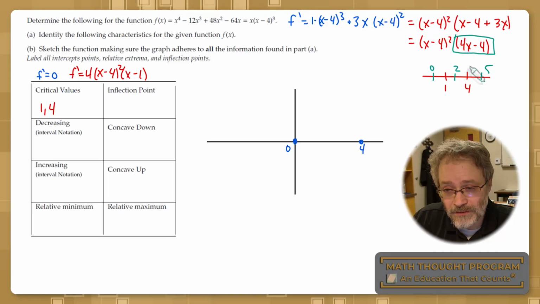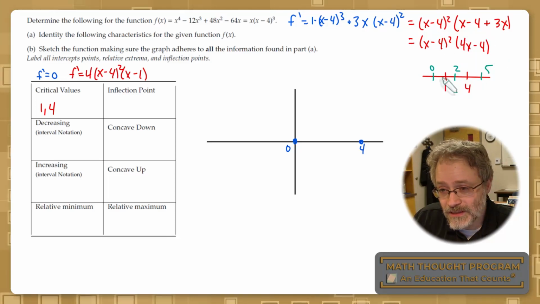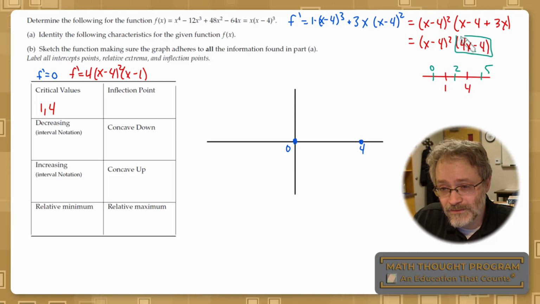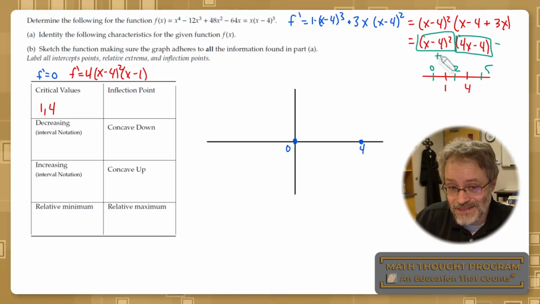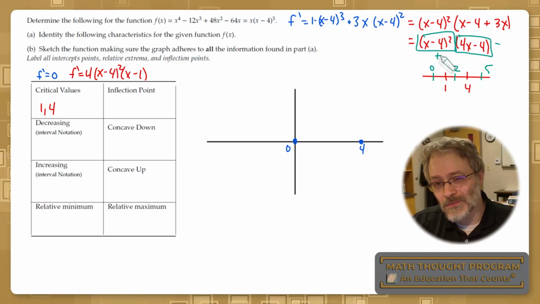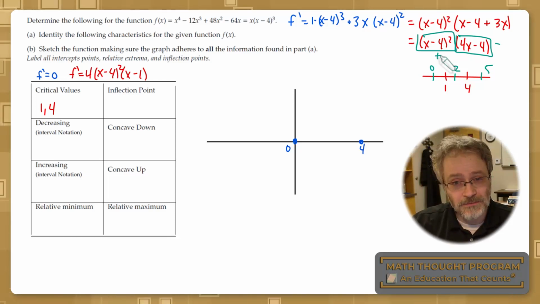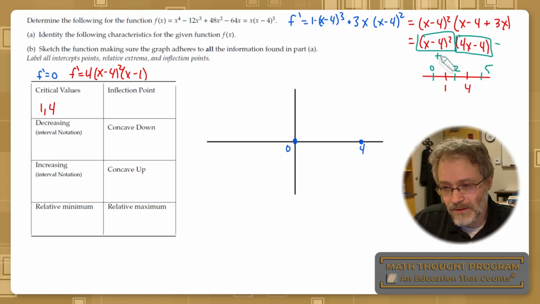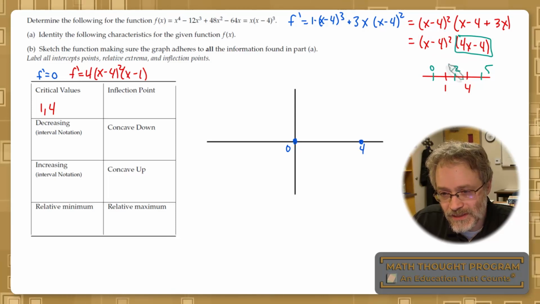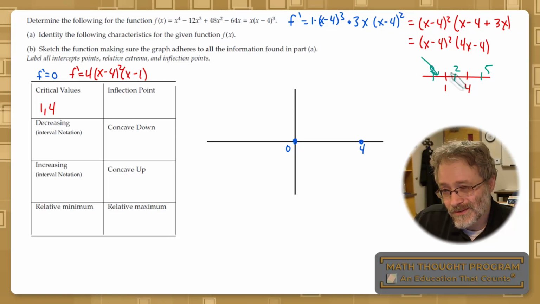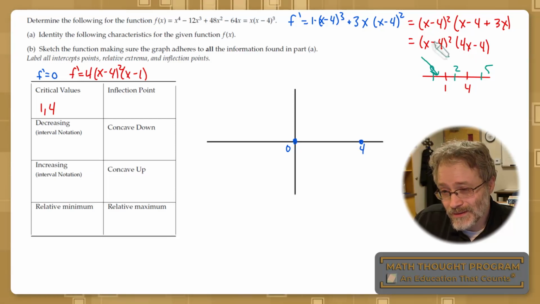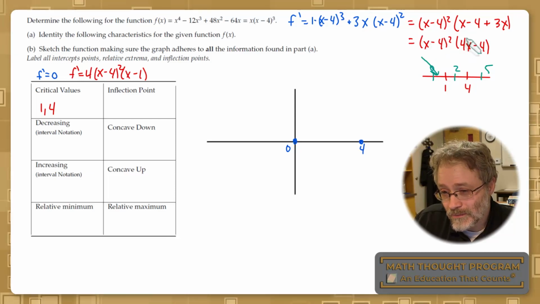And if I plug in the 0, I see that this component is negative, and that component is negative 4. You square it, you get 16. But again, we're not concerned about the numerical value, just the polarity of the number. So we see that it is going to be decreasing. And then plug in the 2. We're going to get positive here again. We're going to get positive here.